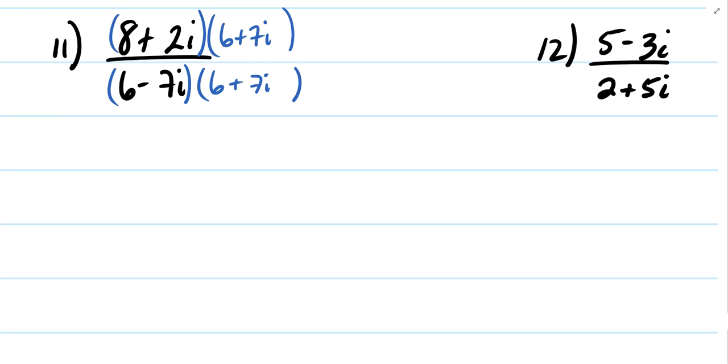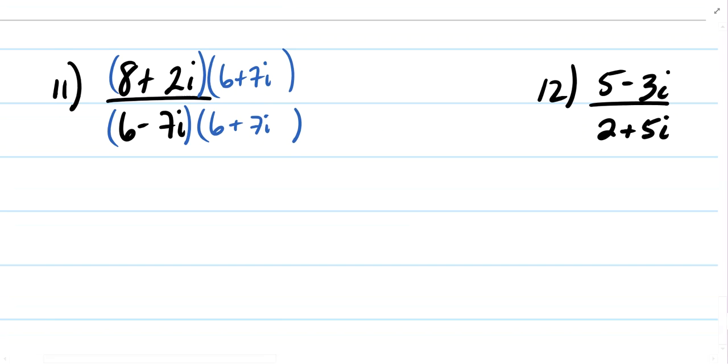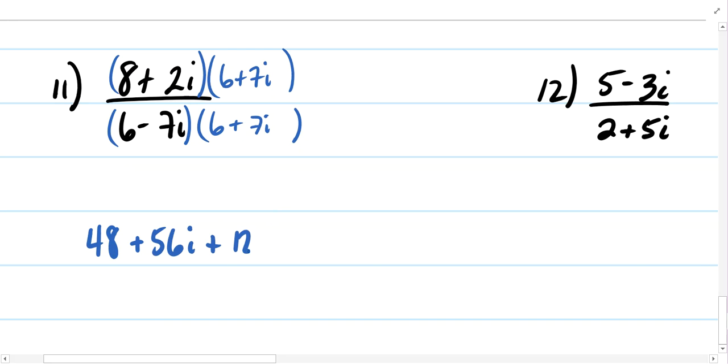Now here again, this can be a bit tedious, but we simply have to FOIL both the numerator and the denominator separately. So I'm going to go ahead and tackle this numerator first. 8 times 6 is 48. 8 times 7i is 56i. 2i times 6 is 12i, and 2i times 7i is 14i squared.